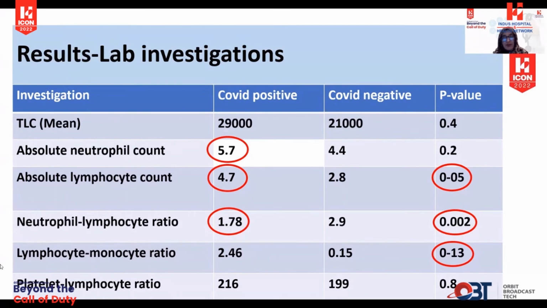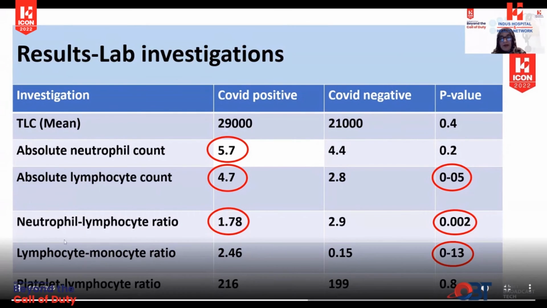So at the NLR ratio, you see that the neutrophil count is directly proportionate to the NLR ratio, and the lymphocyte count is directly proportional to the LMR ratio. So what we see here is that the NLR ratio was higher in COVID negative patients, but it was low in the COVID positive patients.